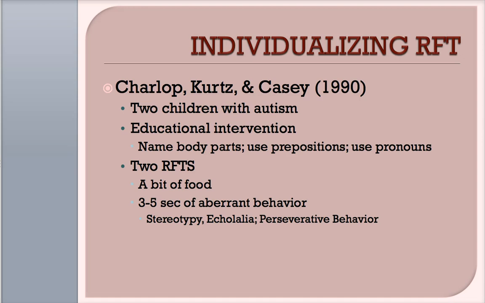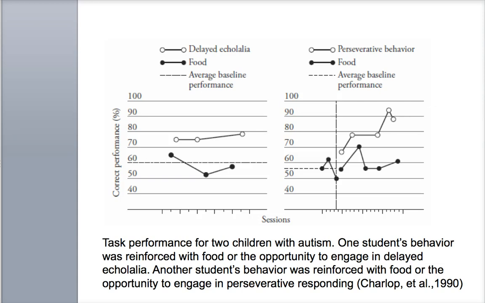And they received one of 2 reinforcers. They would either receive a bit of food, a treat, or they were allowed to engage in 5 seconds of this aberrant behavior. One child got to be echolalic, the other child got to engage in perseverative behaviors like hand flapping or body rocking. And the question was, which of the 2 reinforcers, the food or the freedom to engage in aberrant behavior, was a more effective reinforcer for getting the children to engage in these educational activities. And here are the data.